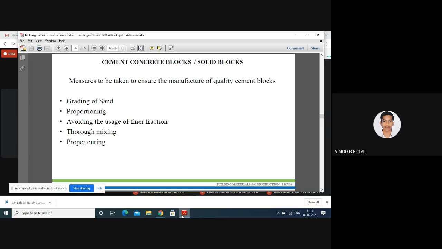Once the casting is over, curing should be mandatory. Without curing, we can't expect strength, because we are using cement. As you know, for the manufacturing of cement, lime is one of the ingredients. Without curing, we can't expect good strength. So proper curing is required. Curing completely depends on the field and plant, and the availability of material and time.